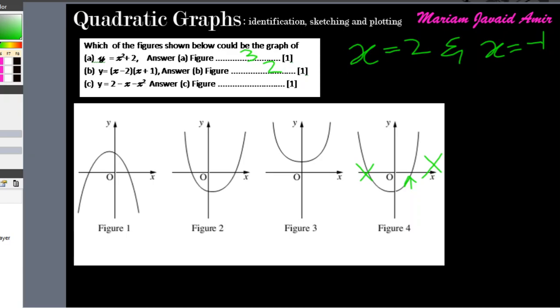And figure 3, for part C, the coefficient of x square is negative. So that means the graph will be inverted U. So we only have figure 1, which is an inverted U graph. So the answer for part C is simply figure 1.